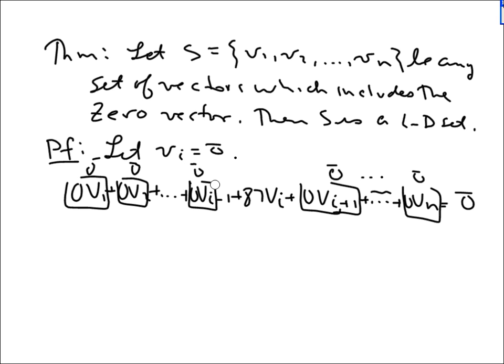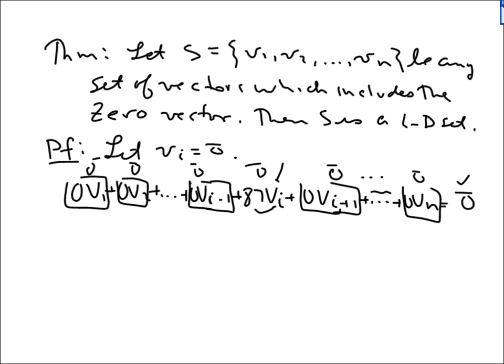Just a minor typo, nothing major. The bracket goes around the whole subscript. Okay, so far they added up to all zeros. But remember, that's the 0 vector. 87 times the 0 vector is also the 0 vector. You add up all those 0 vectors, you get the 0 vector.